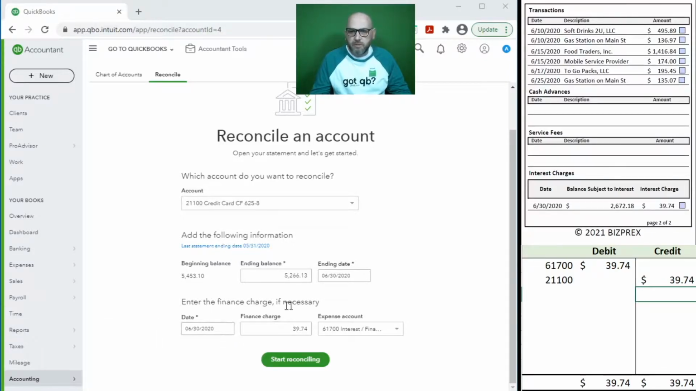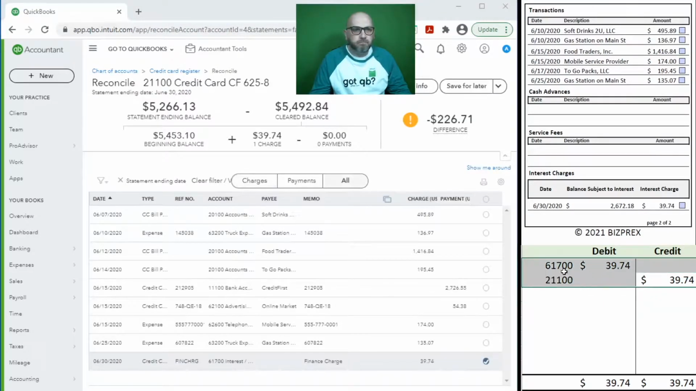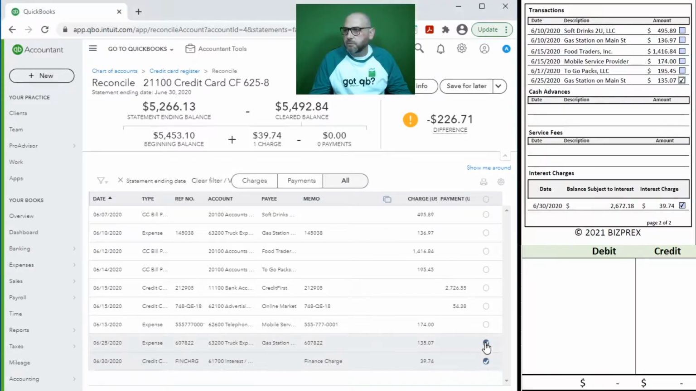So here it is, this amount right here, even though we're entering it once, it is both a debit and a credit. It is a debit to account 61,700 right here, and it is a credit to account 21,100 right here. So let's go ahead and start our reconciliation. Okay, you can see that this one is already marked off, so we can mark it off on our statements. Okay, what else do we have? Well, here's our transactions that we can start marking off.